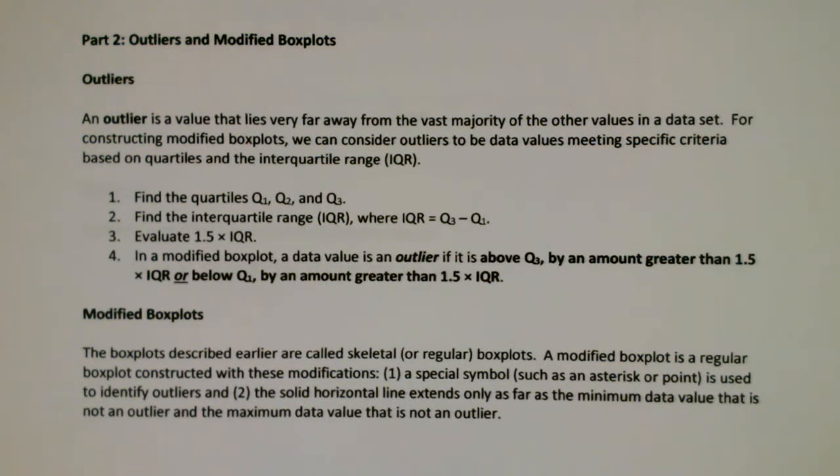Okay. And from that, we can construct a modified box plot. The box plots described earlier are called skeletal or regular box plots. A modified box plot is a regular box plot constructed with these modifications. One, a special symbol such as an asterisk or point is used to identify outliers. And two, the solid horizontal line extends only as far as the minimum data value that is not an outlier and the maximum data value that is not an outlier.